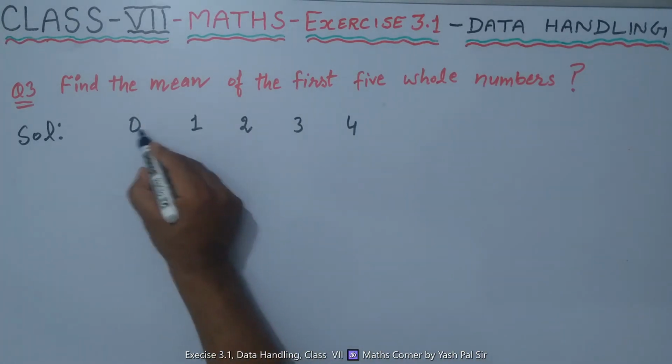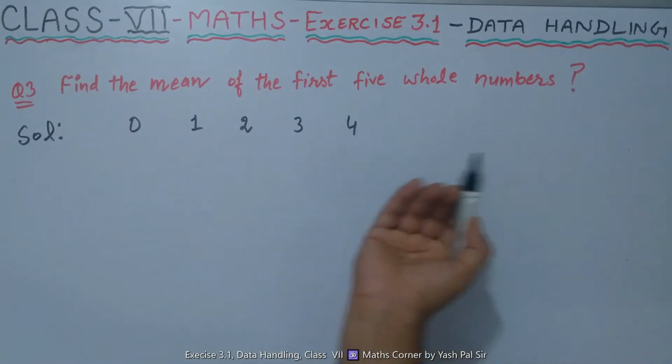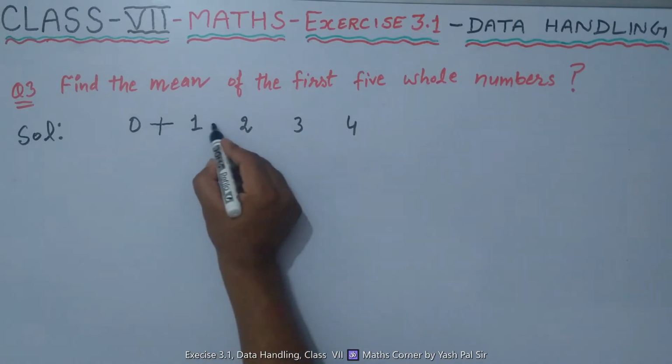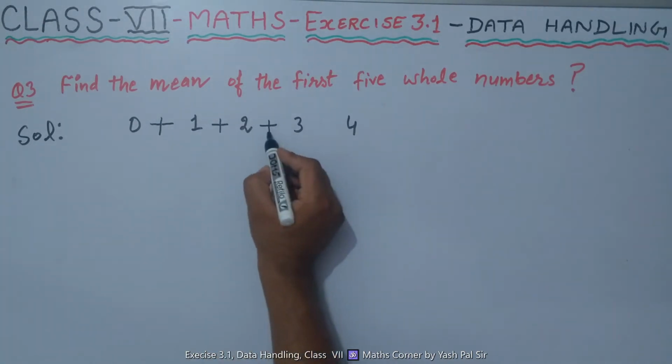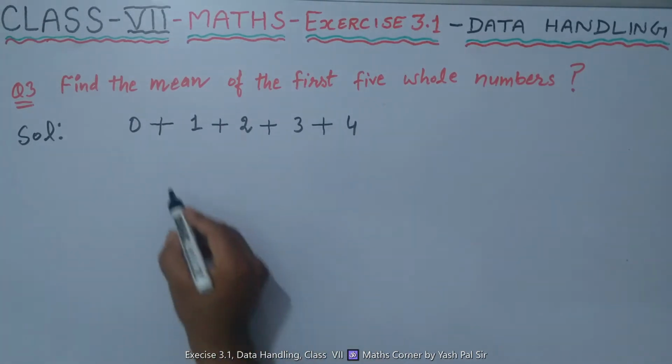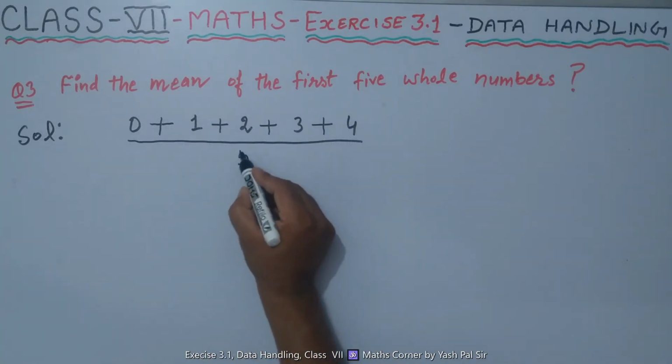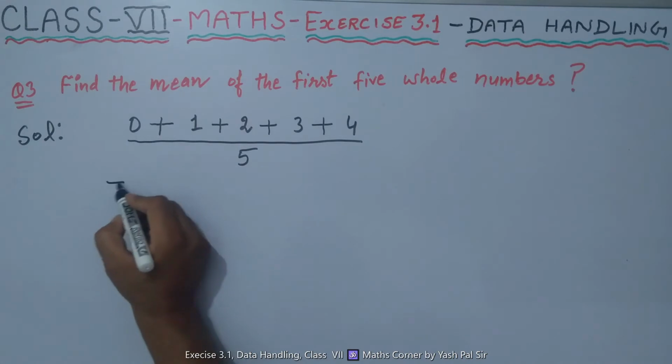So this is 0, 1, 2, 3, 4. 5 whole numbers are there. How to find the mean? Put a plus sign in between each whole number. Then how many whole numbers are there? They are 5. So what is the sum?